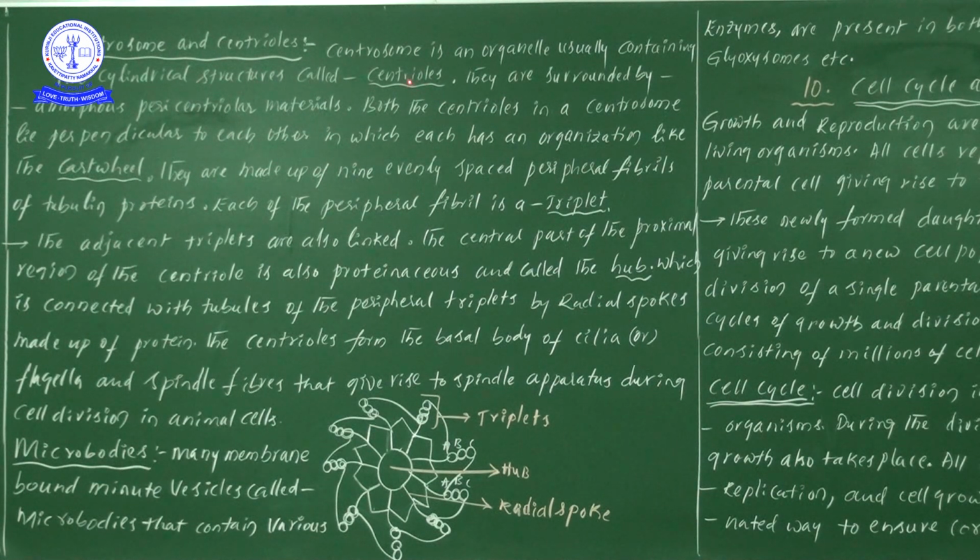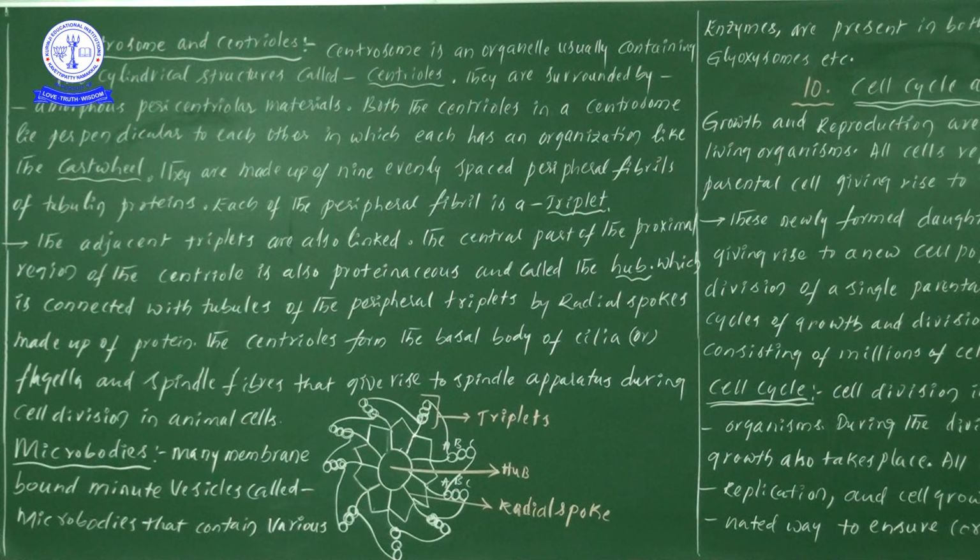These structures we call centrioles, and they are covered by amorphous pericentriolar material. The centrioles are arranged perpendicular to each other, from a mathematics point of view at a 90 degree angle. And each centriole looks like a cartwheel.